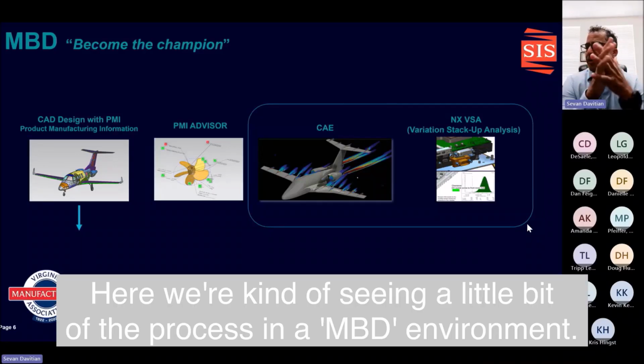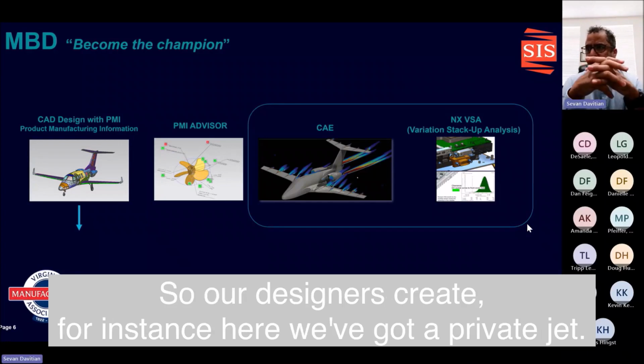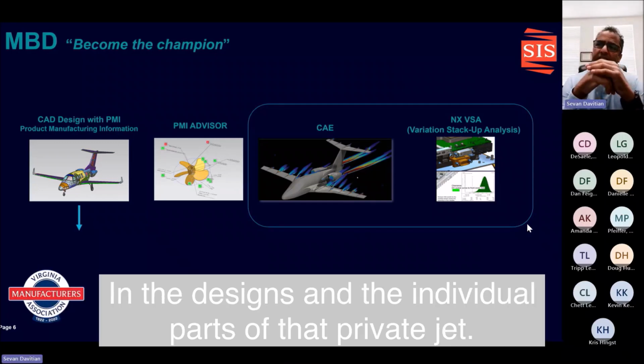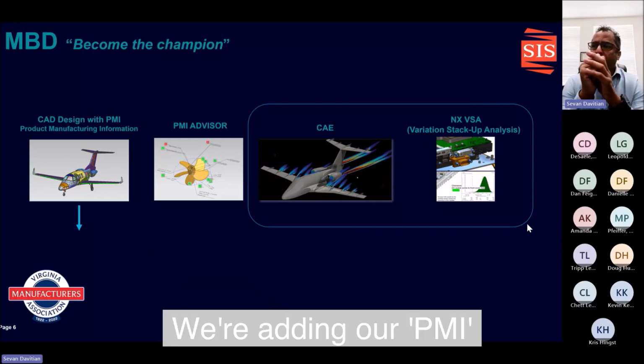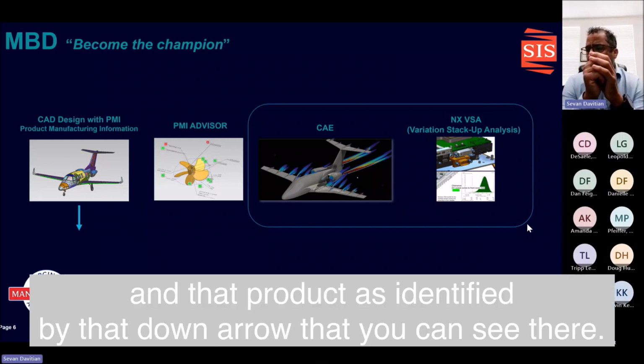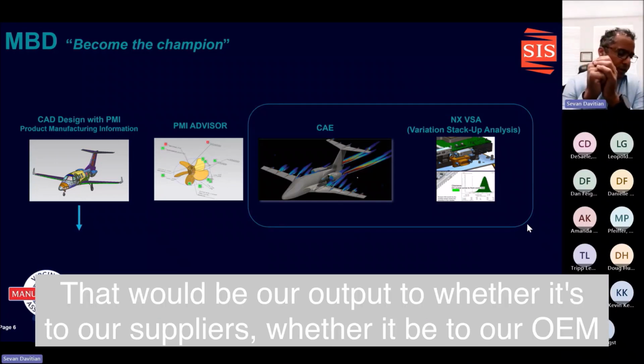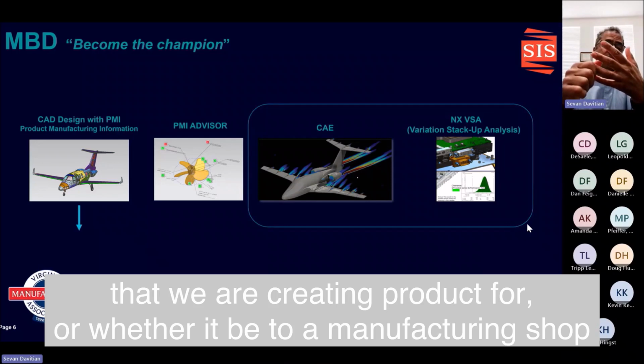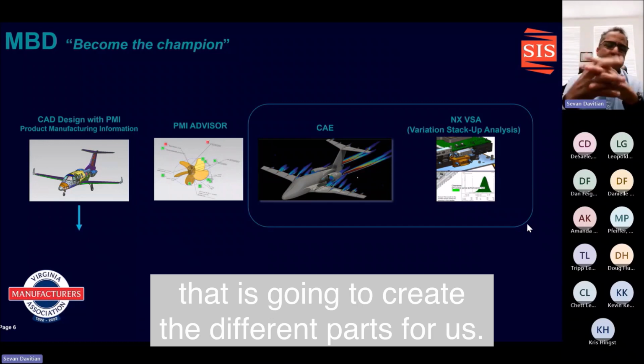So here we're kind of seeing a little bit of the process in an MBD environment. Our designers create, for instance, here we've got a private jet. In the designs and the individual parts of that private jet, we're adding our PMI. And that product, as identified by that down arrow that you can see there, would be our output to our suppliers, whether it be to our OEM that we are creating product for, or to a manufacturing shop that is going to create the different parts for us.